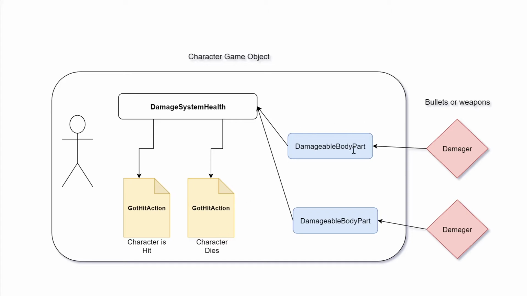Each body part should have a damageable body part component. When this component collides with a damager, it takes a damage defined by the damager and then modifies this damage with a multiplier and passes it to the main damage system health. This way, a character can take more damage when he takes a hit on the head, for example. Let's set up the system.